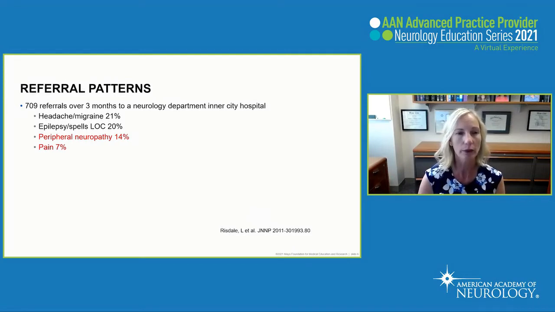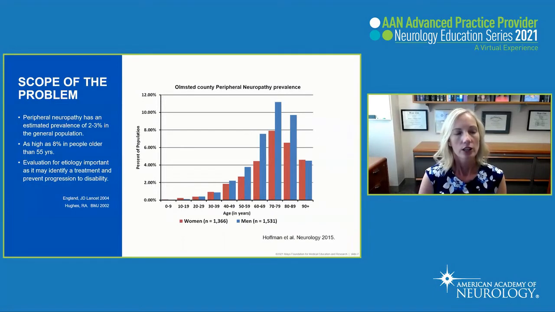So it's really important that we can assess these patients efficiently and get them to the right evaluations as quickly as possible. And just another sense about the scope of the problem is peripheral neuropathy is, again, super common. In the population, it's 2 to 3%, and that increases to as high as 8% in those over 55. When we looked at our Olmsted County population, we saw that increased even higher when we get into the 70s to 80s years of age, especially in men.